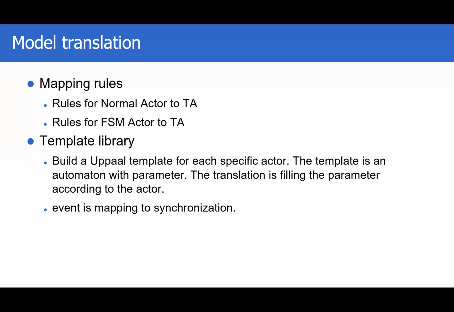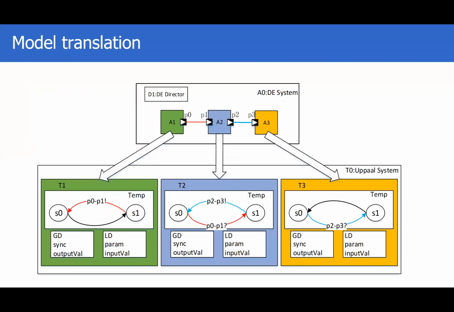And the mapping rule is used especially for FSM actor in DE direction. Now let's see this picture. In this picture, there are 3 actors, and this is an output port, and the P1 is an input port for A2, and the P2 is an output port for A2, and the P3 is an input port for A3. And for these 3 actors, we will translate every actor to a timed automaton. The ports of the actors are translated to the synchronization of this timed automata.